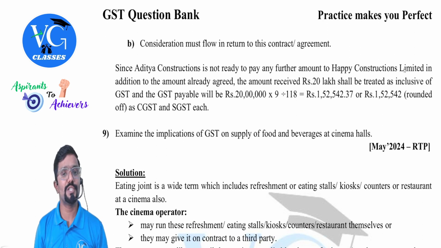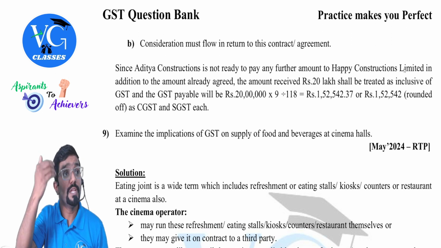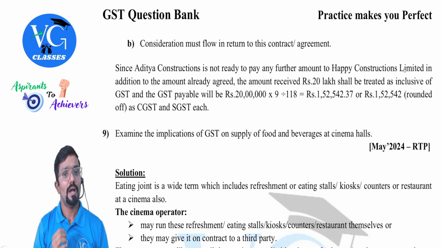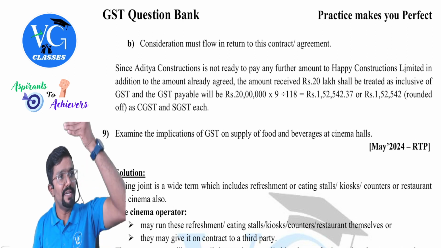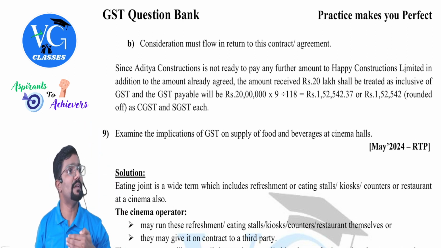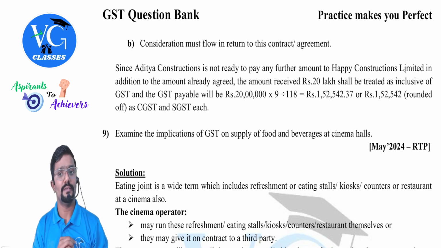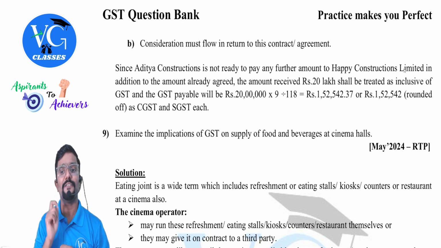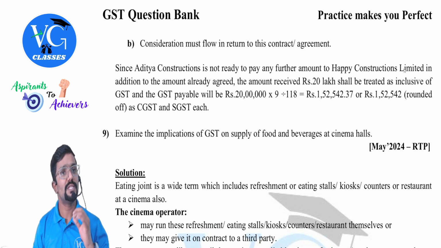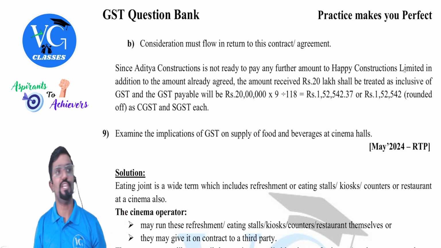Since Aditya Construction is not ready to pay any further amount to Appy Construction Limited in addition to the amount already agreed, the amount received, 20 lakh, shall be treated as inclusive of GST. And what will be the GST amount, guys? 20 lakh divided by 118. Sir, why 118? 100 plus the GST rate, which is 18. Sir, how 18? 9 plus 9. Into 9. How much are we getting? 1,52,542 CGST, same amount SGST.